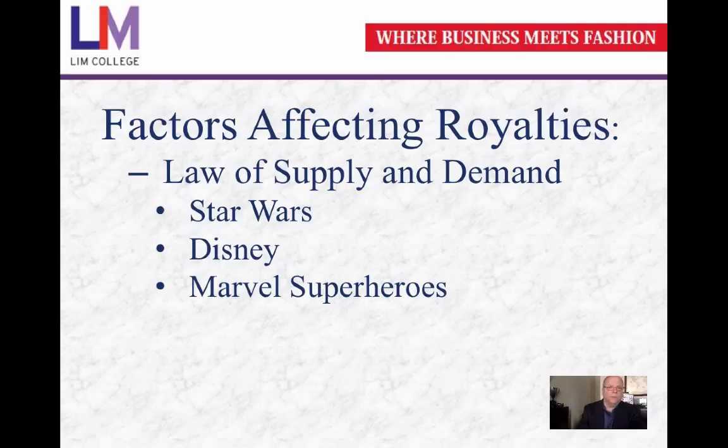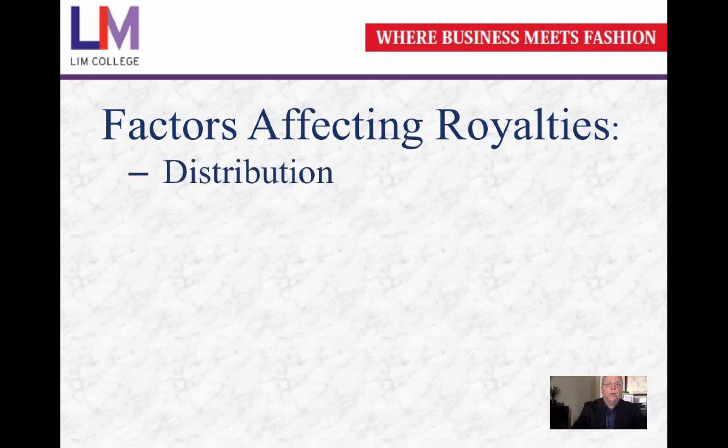some typical examples are the Star Wars series, Disney, Marvel superheroes. These are the book examples that the book uses. So when there's a high demand, the royalties are going to go up. The NFL is a perfect example. The National Football League, Major League Baseball. There's a high demand for those items, so the royalty fees are going to go up. It just makes sense.